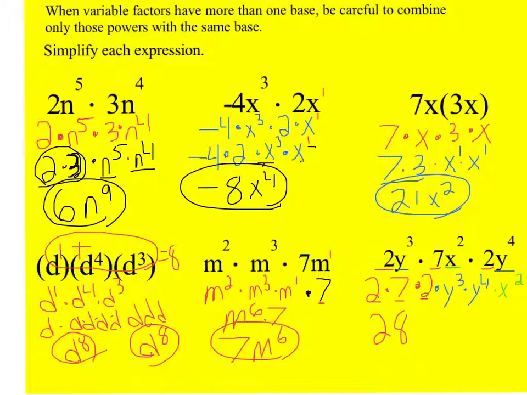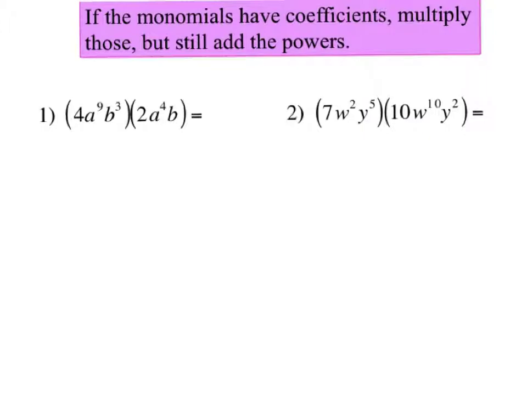I'm going to put my y's together. I have y to the third multiplied to y to the fourth. That gives me y to the 7th. There's 7 y's here. 3 here and 4 here. And lastly, I have x to the 2nd power. It does not have any other partner. There's my answer.